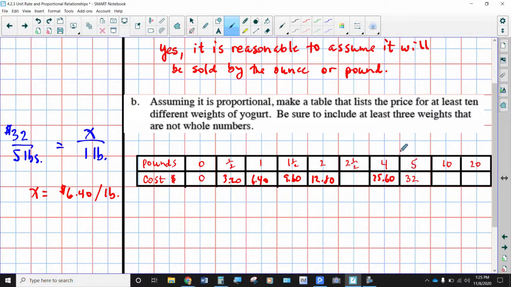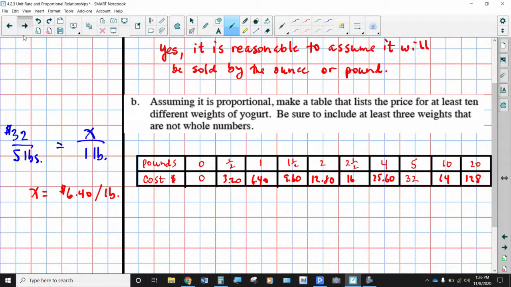Now let's go to the 5. If I take half of 5, that's 2.5, correct? So if I take 2.5, which is half of 5, then the dollar amount should be half of 32, which is $16. If I double the 5, I get 10, so 32 times 10 is 64, and I double the 10 to get 20. 64 times 2 is 128.